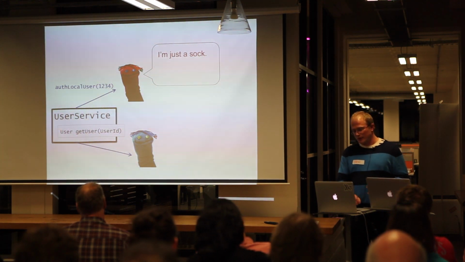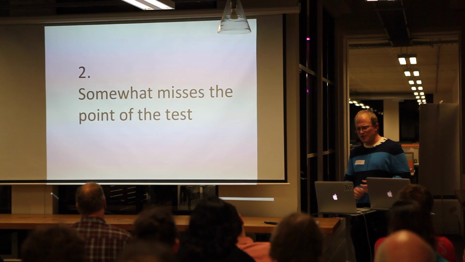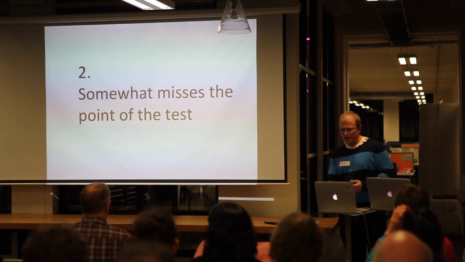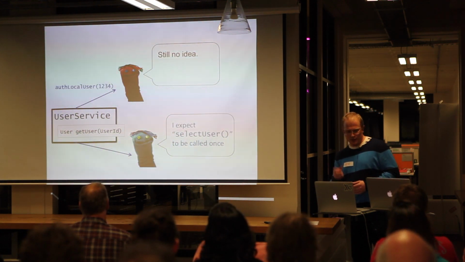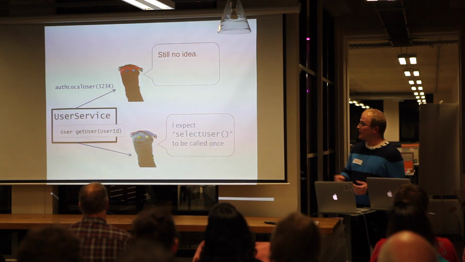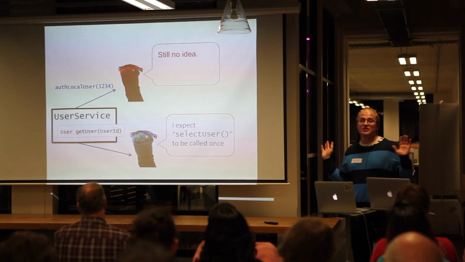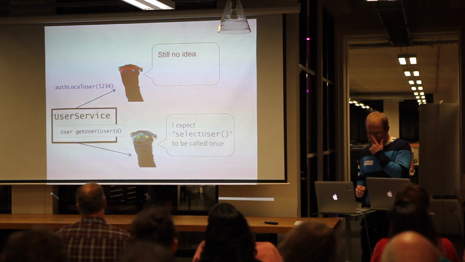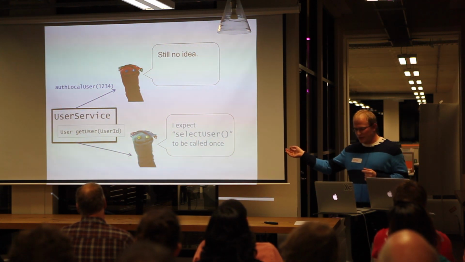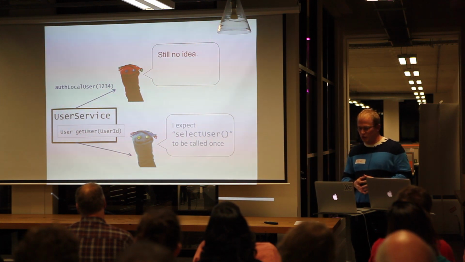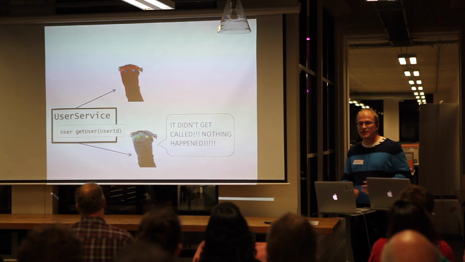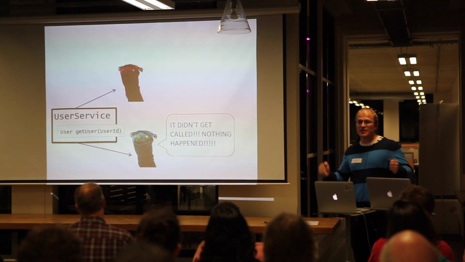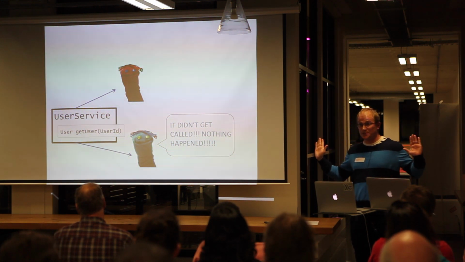Now the second point I'll make there is they somewhat miss the point of the test. If we look at this again, now again we're calling auth local user, the stub still doesn't know what it's doing, and for argument's sake, let's say it just tries to forge on ahead with a null result or something like that. The mock will still expect select user to be called once. And of course, the result is it complains. Nothing happened, it didn't get called, error, test failed.